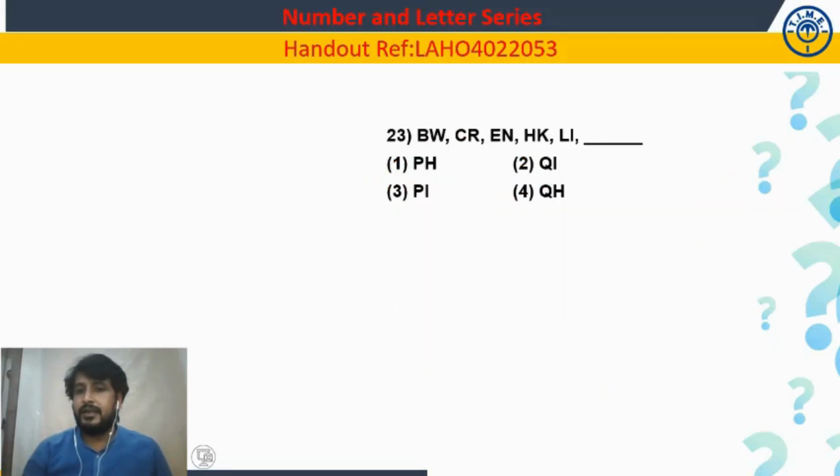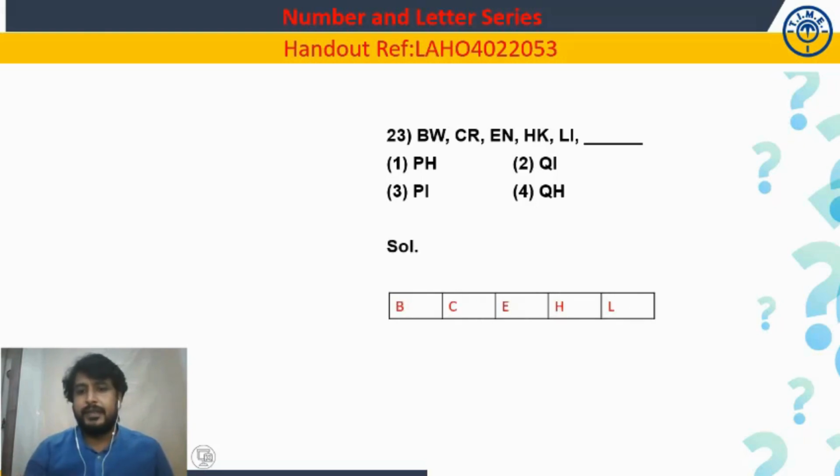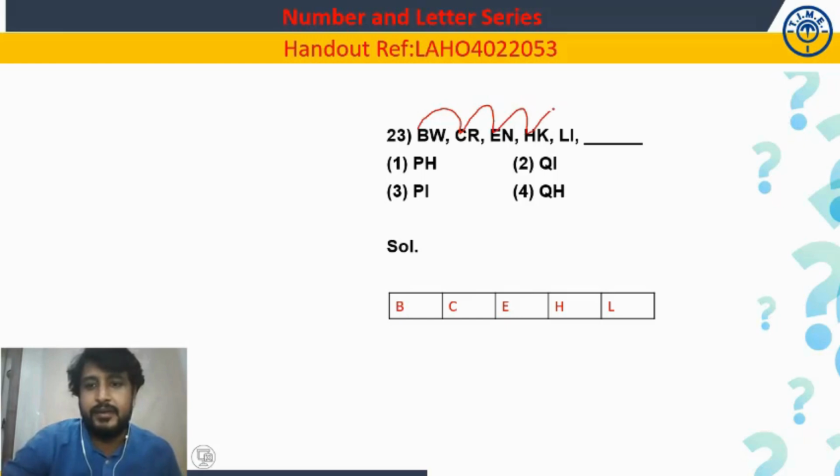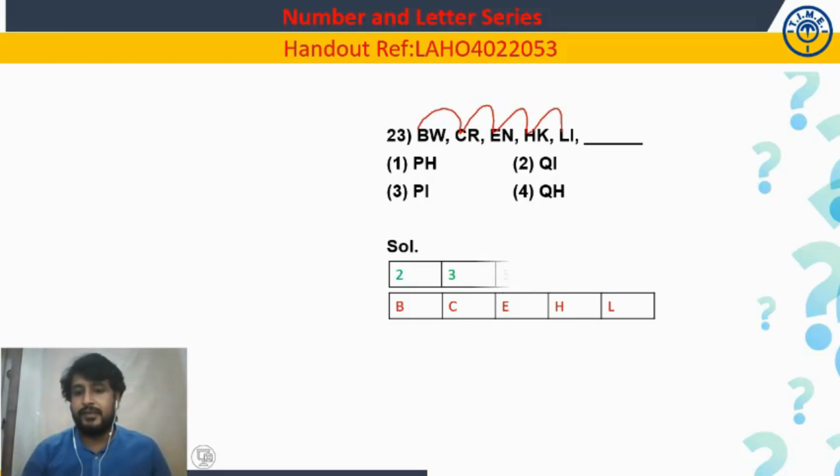B, W, C, R, E, N, H, K, L, I. So identify the logic in the first set of letters. B, C, E, H, L. First letters B, C, E, H, L. Now what are the place values? B is 2, C is 3, E is 5, H is 8, L is 12.